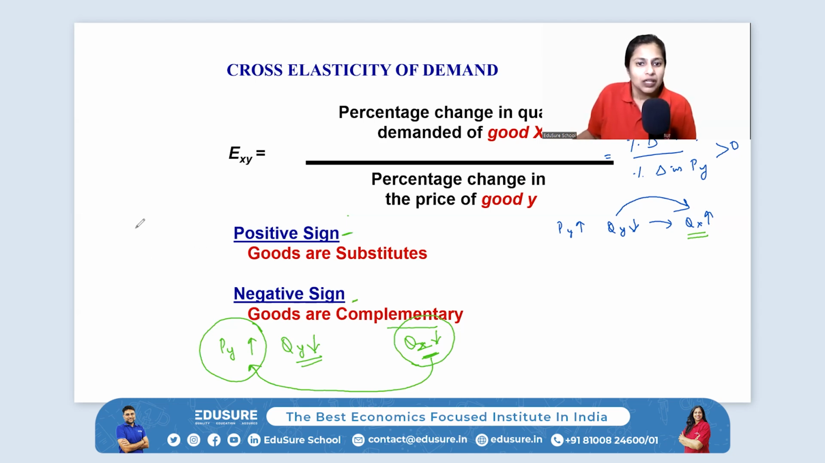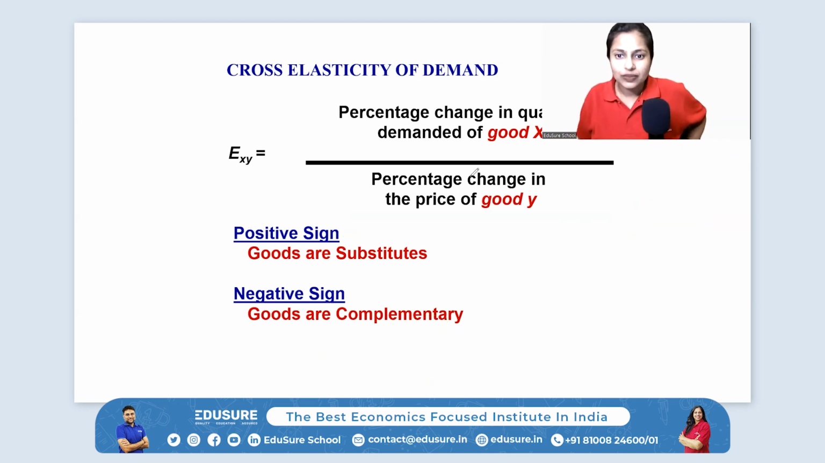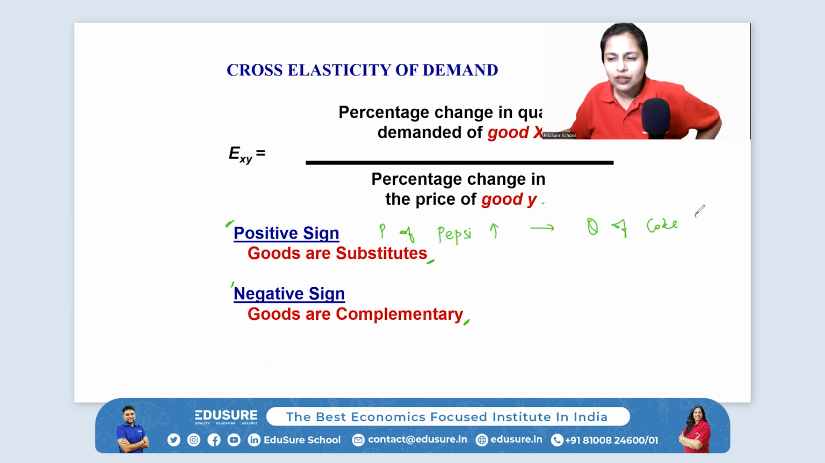So this is about cross price elasticity of demand: how do you relate the demand of one good with the price of the other? When the goods are substitutes, the sign is positive. When the goods are complementary, the sign is negative. We can think of so many more examples. Substitute goods like Coke and Pepsi. If the price of Pepsi increases, the quantity of Coke will increase. So they will have a positive sign.